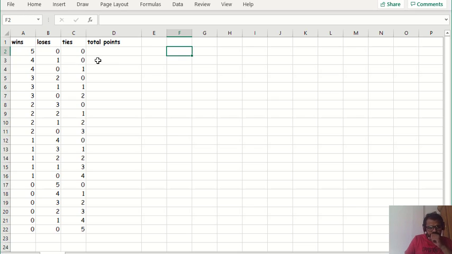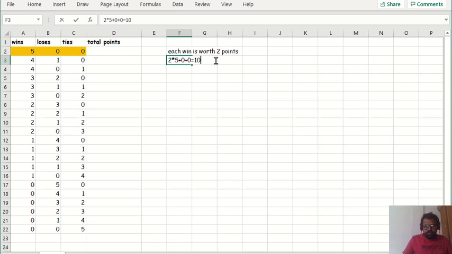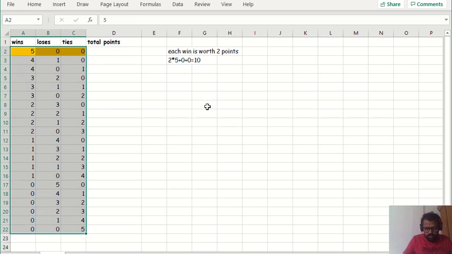Total points. As each win is worth 2 points, so we have to do it like this, 2 times 5, if I am doing this, plus 0 plus 0 to get the total, right? So we have to apply this formula to find the total on all of these.